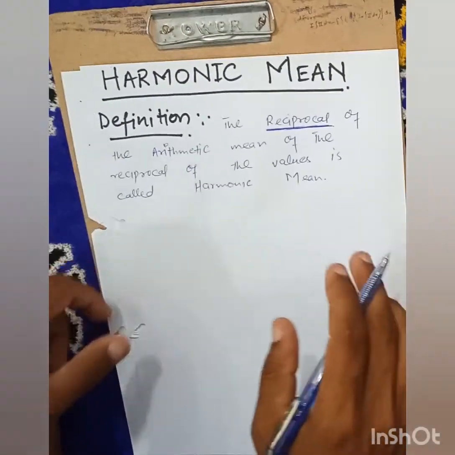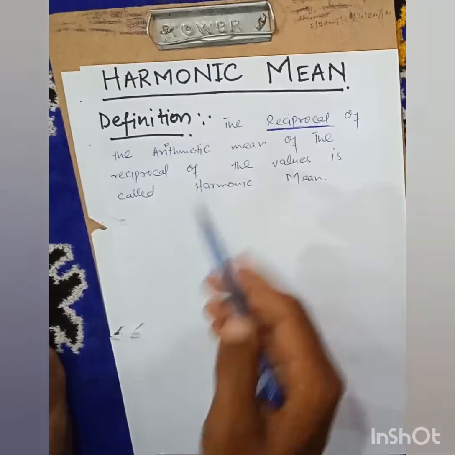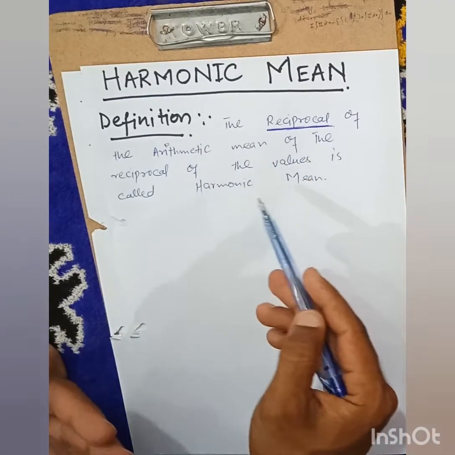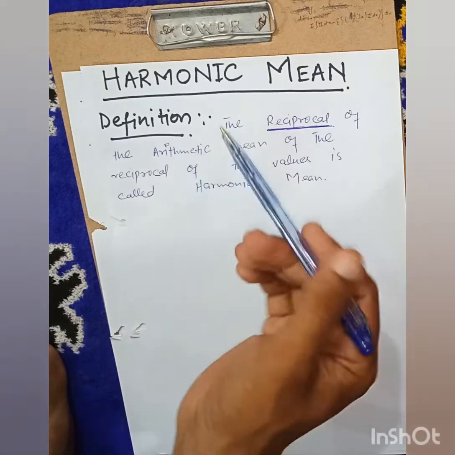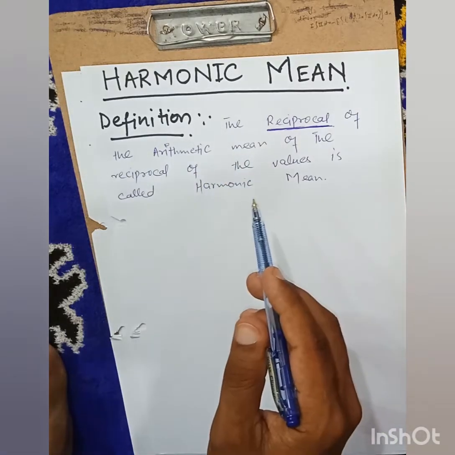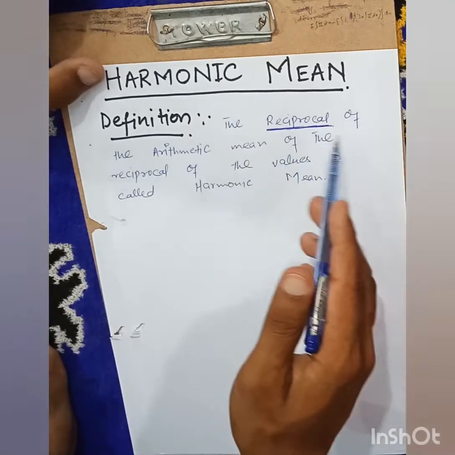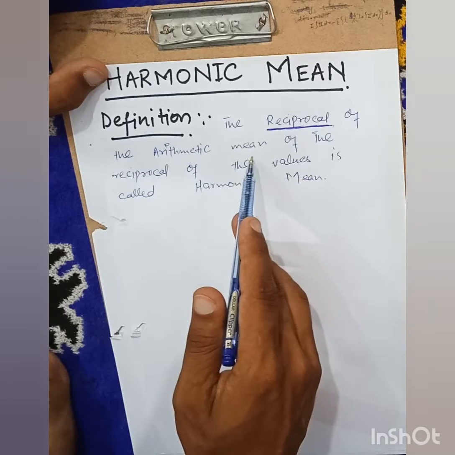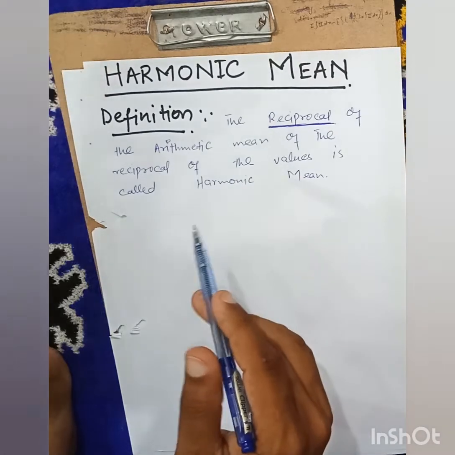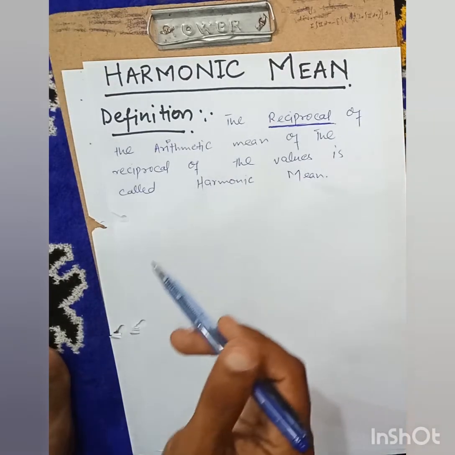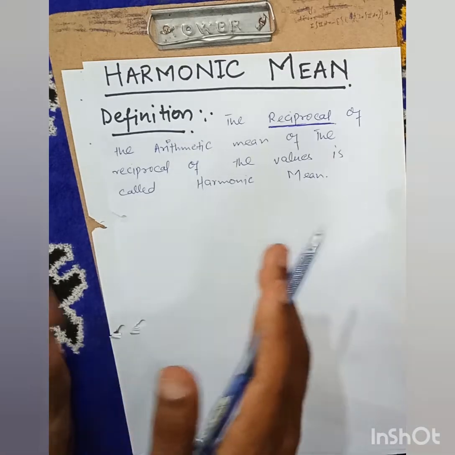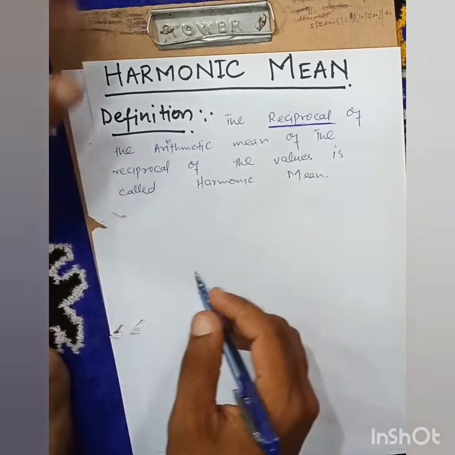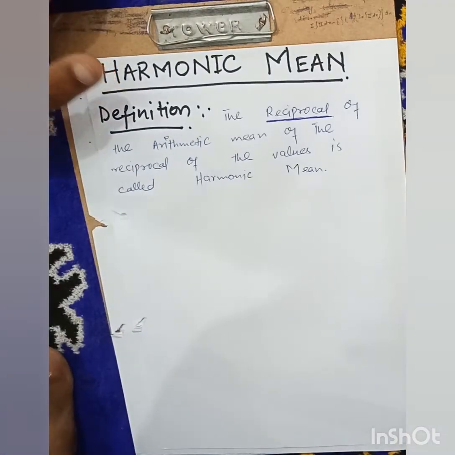So let's move to the original definition of harmonic mean. The reciprocal of the arithmetic mean of the reciprocals of the values is called the harmonic mean. In this definition, first we are given the reciprocal of the arithmetic mean. We have discussed in previous videos what arithmetic mean is: the sum of observations divided by the number of observations.